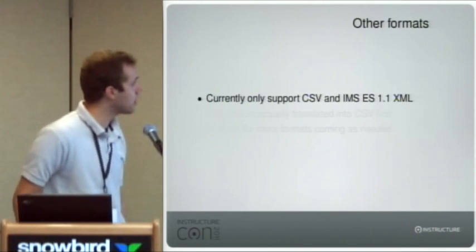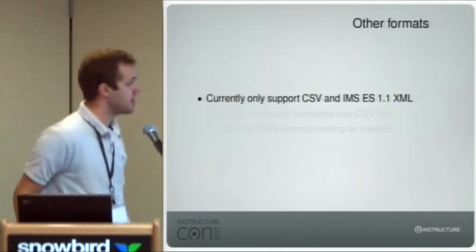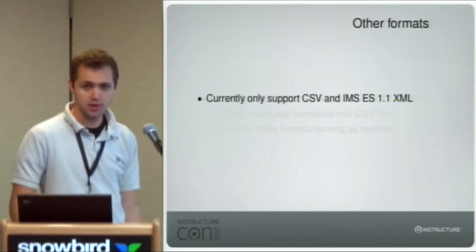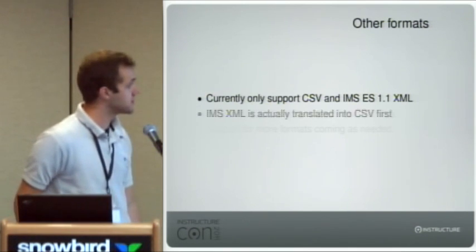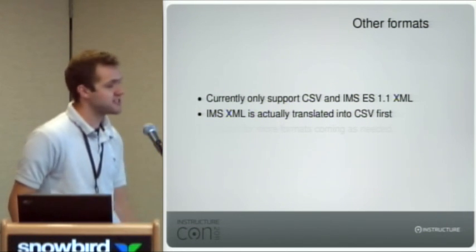So right now we support CSV, and then we've written an adapter for the IMS ES 1.1 XML standard. So that's what Banner actually outputs. What we do is we actually just take the IMS XML and we translate it into CSV.